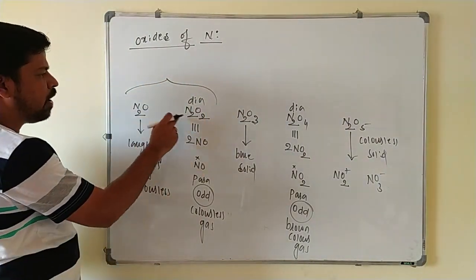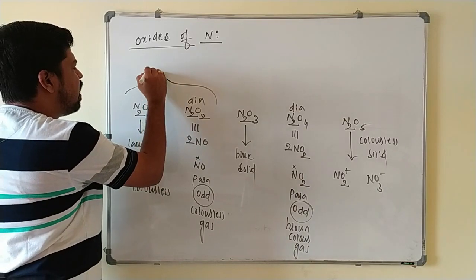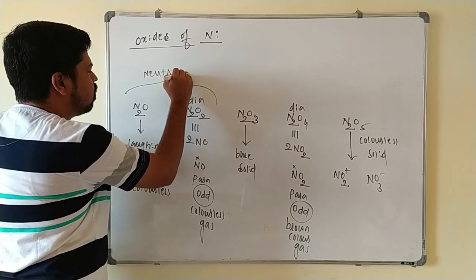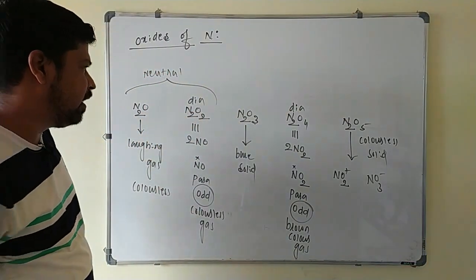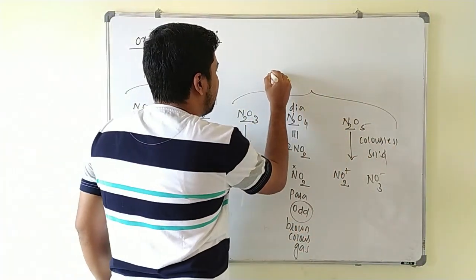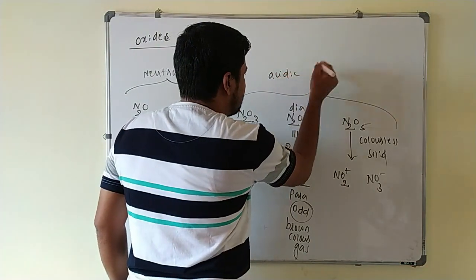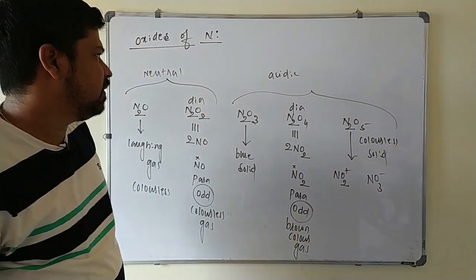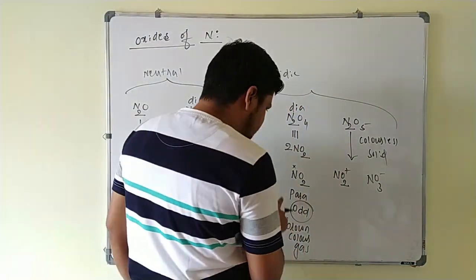Now we will write these two: N2O and NO. These two are neutral gases. And these remaining three come under acidic gases, acidic in nature. Again, this is a brown color gas.